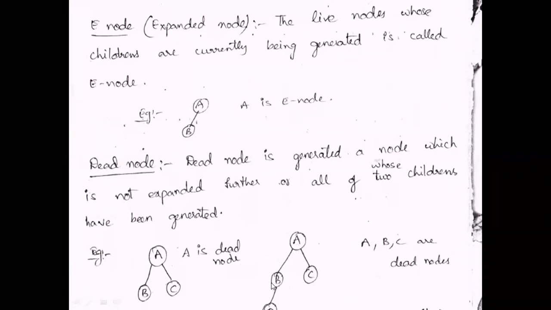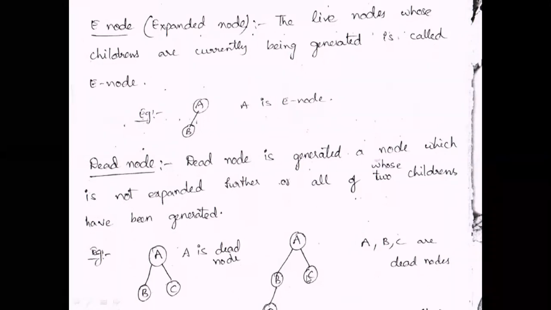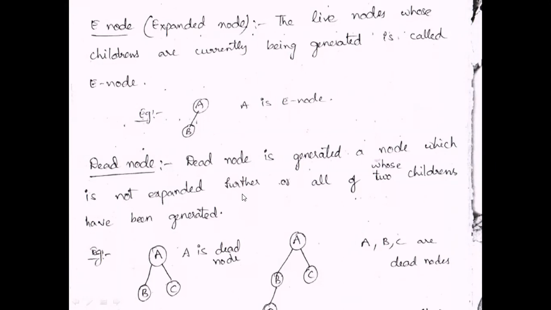Suppose the B node has only one child, then B node became a dead node. The D node has no children, so it is a dead node. C node has no children, so it is a dead node. So the live node which generates all its children, or the live node which is not expanded further, is also called a dead node.